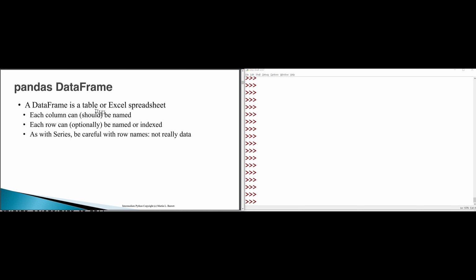So a data frame is a table, or you can think of it as being very similar to an Excel spreadsheet. Each column has a name. It's not technically necessary to give each column a name, but you should. And each row also has a label, which can either be a string that you provide, or by default will just be an integer index from 0 through whatever.